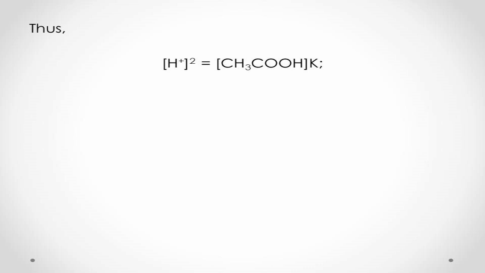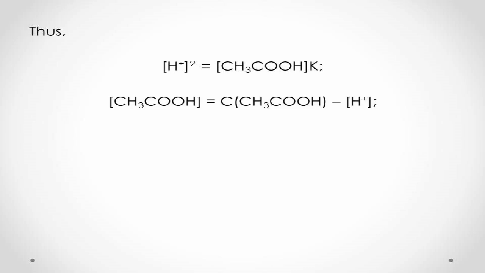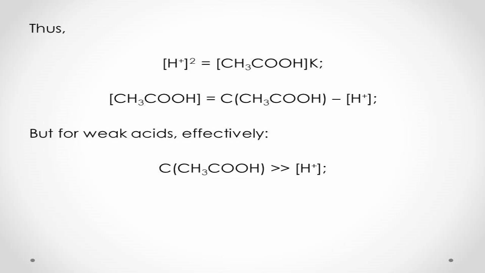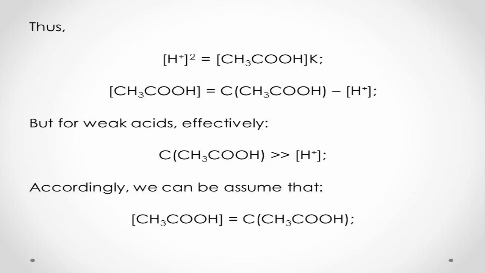Now note that the equilibrium concentration of acetic acid in the K expression is actually the difference between the initial concentration and the concentration of H plus ions. However, for weak acids, the H plus ion concentration is usually much smaller than the total concentration of the acid. Therefore, we can neglect the H plus concentration value and assume that the equilibrium concentration of acetic acid is approximately equal to its initial concentration.